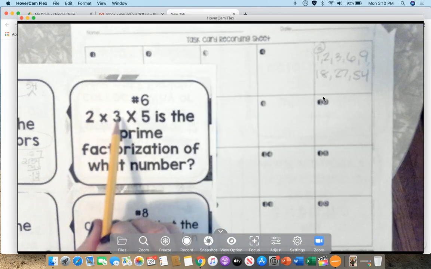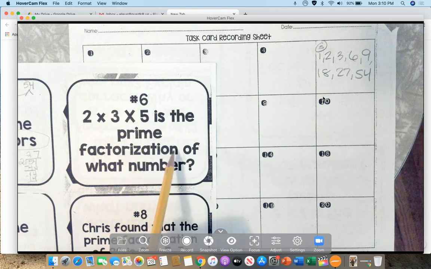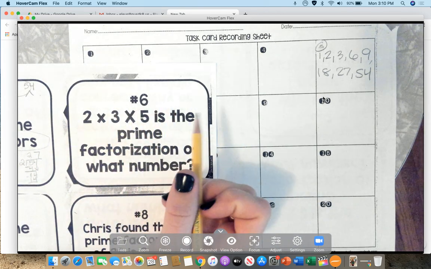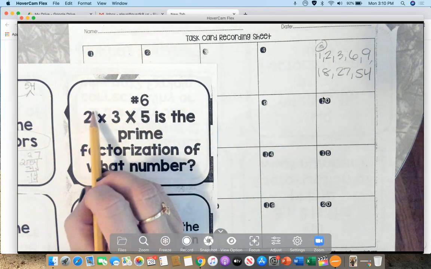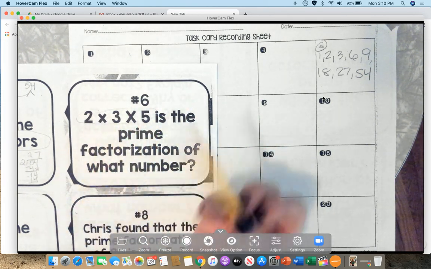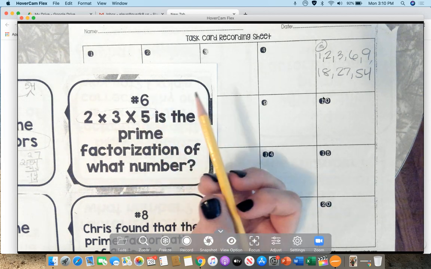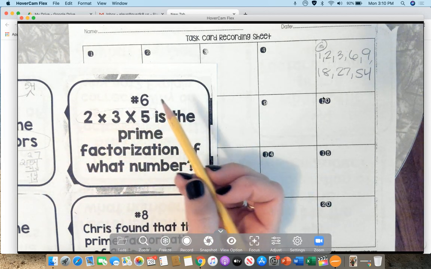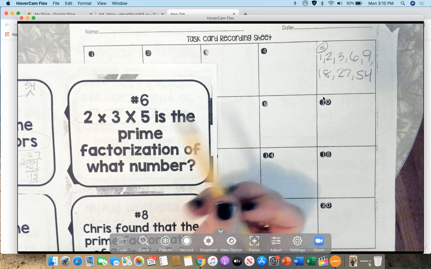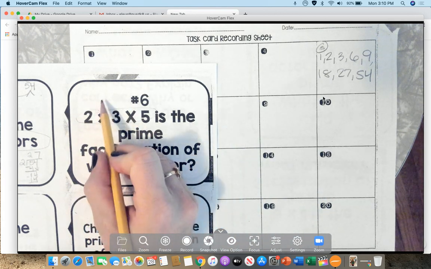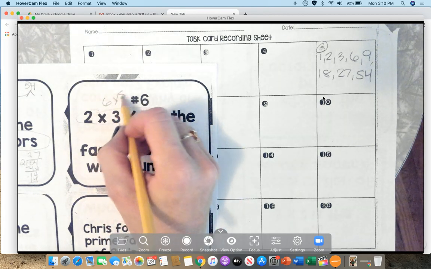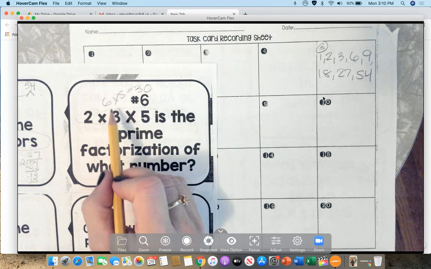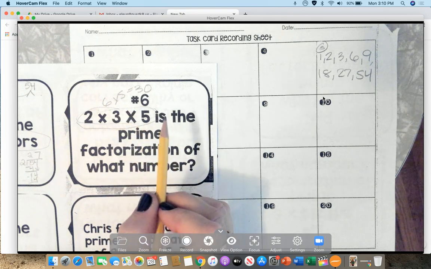It says 2 times 3 times 5 is the prime factorization of what number? So remember when we do a factor tree, it branches out and shows us a prime factorization answer that would look like this. So now we're working backwards. So I'm going to go ahead and multiply these numbers together to figure out what this came from. Well, 2 times 3 is 6, and 6 times 5 is 30. So this prime factorization had to have come from the number 30.